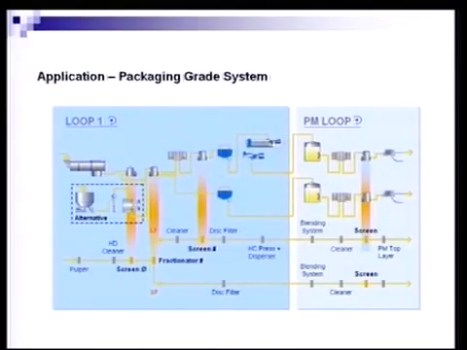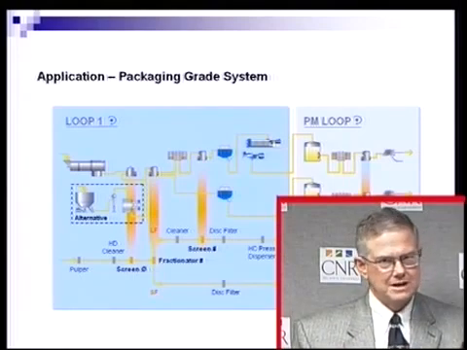A typical flow sheet for a recovered fiber plant for packaging grade includes many unit operations, some of which are shown here. The idea here is to show you that screens are used throughout the system in a variety of places and for different purposes. We have a pulping loop, which typically is to primarily prepare the pulp, that is, to make it a pumpable slurry and remove some of the gross contaminants.